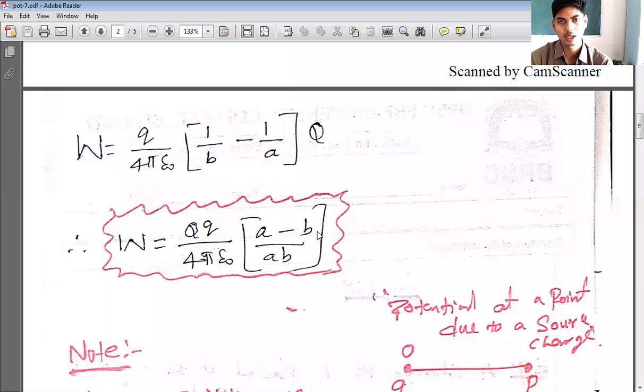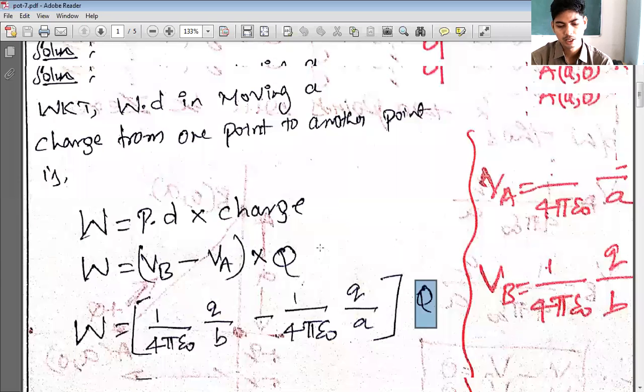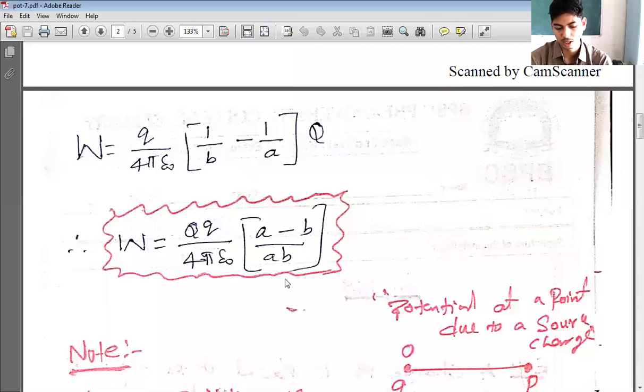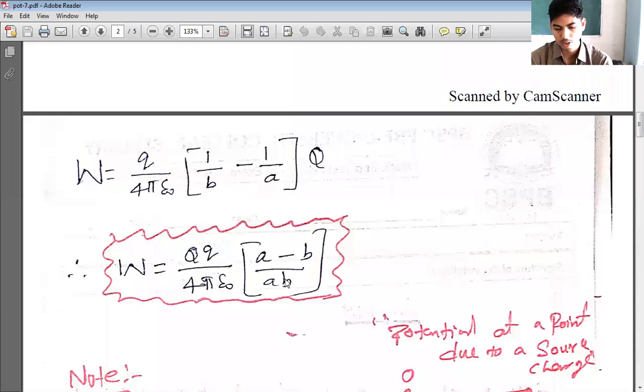Can you tell me what are this a and b? Tell me what are a and b. Small q is the source charge. Capital Q is the charge that has to be moved from capital A to capital B. Can you tell me what are small a and small b?